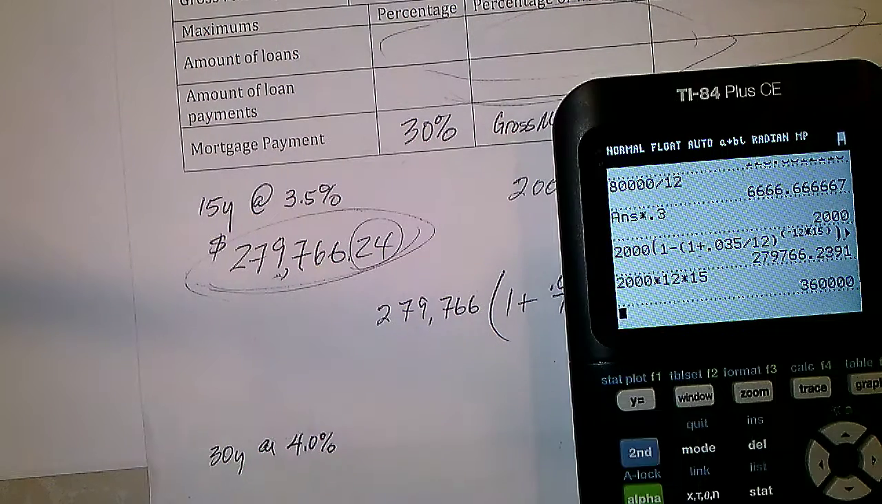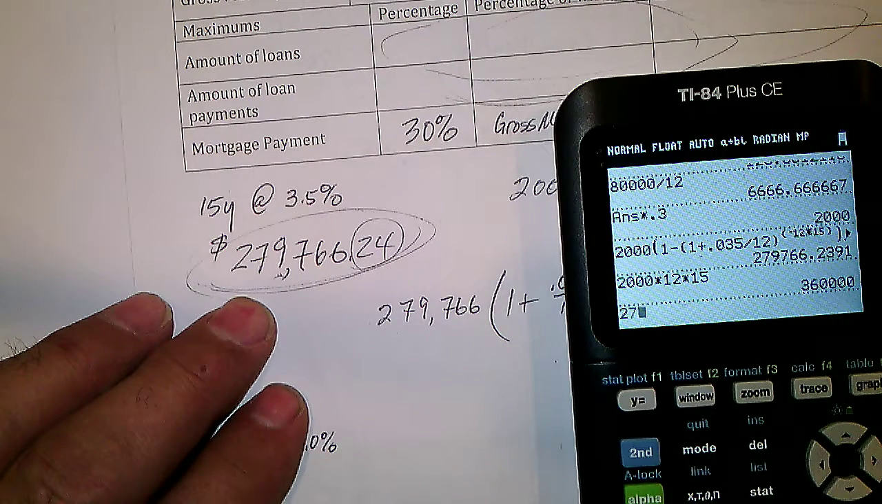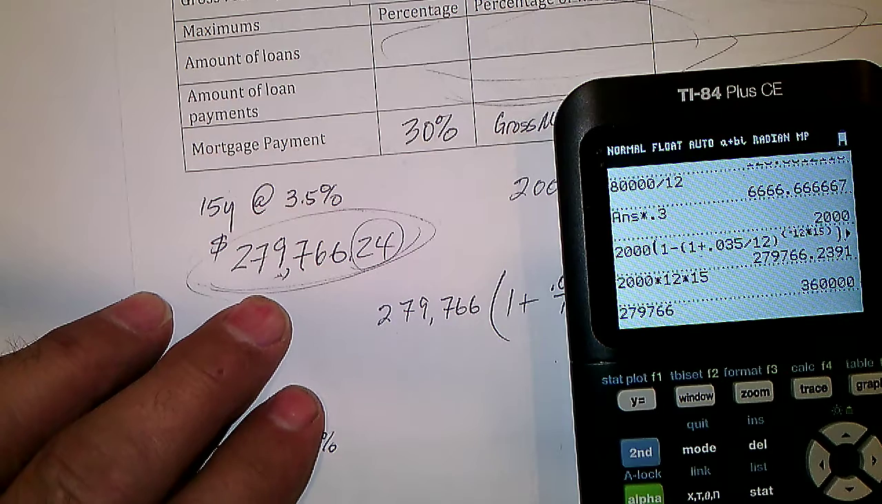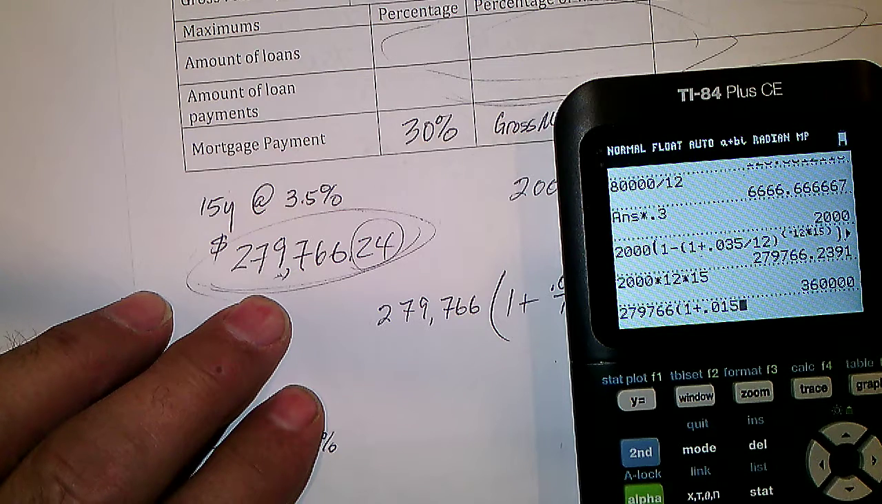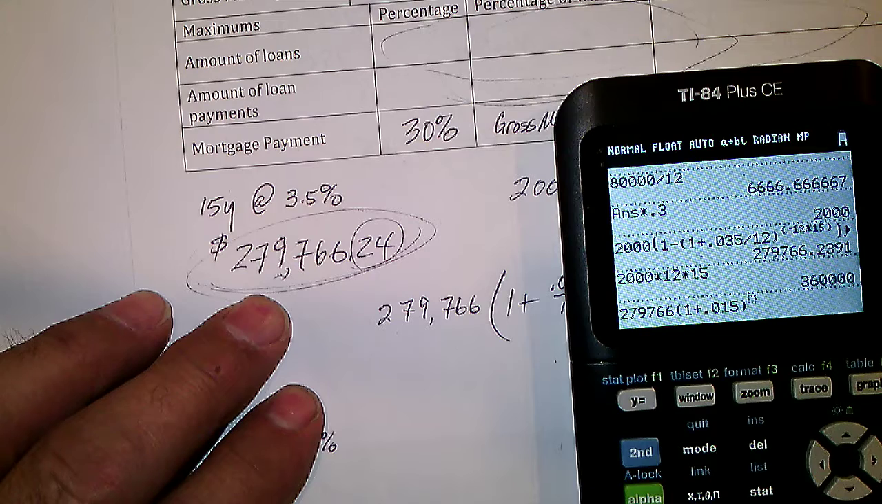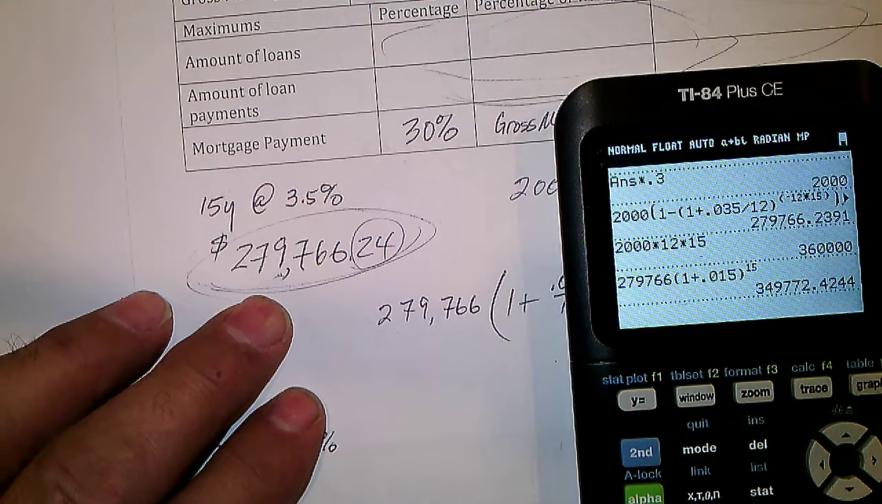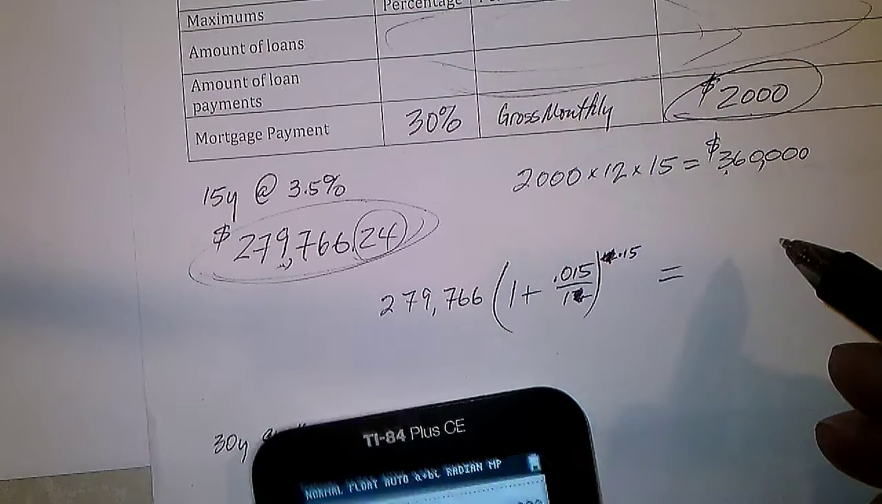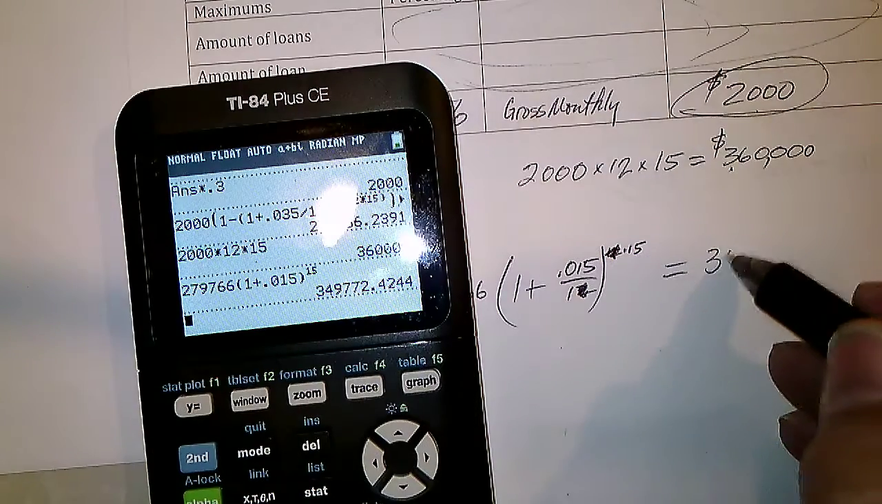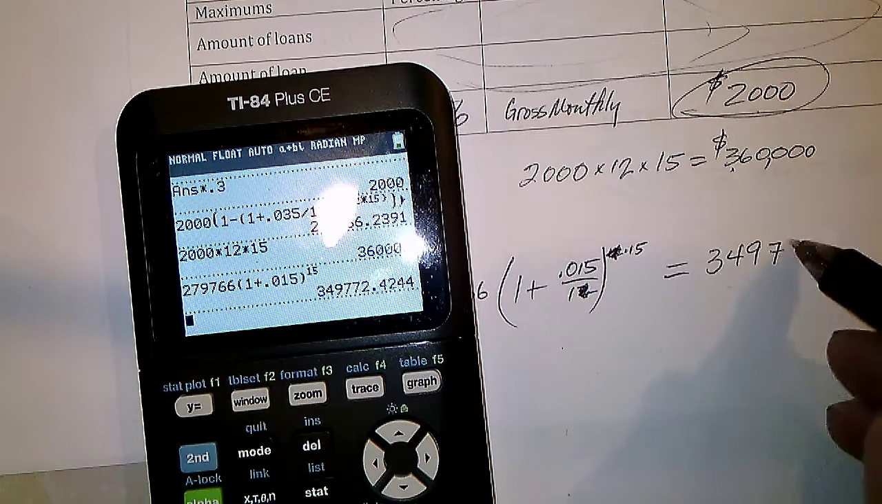So we've got 279,766 times 1 plus 0.015, close parenthesis, to the 15. So the value of the house goes up to 349,772.